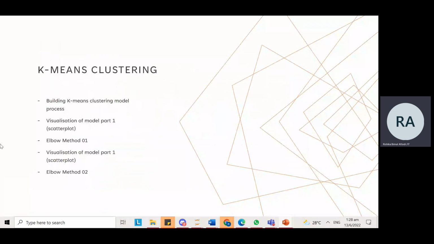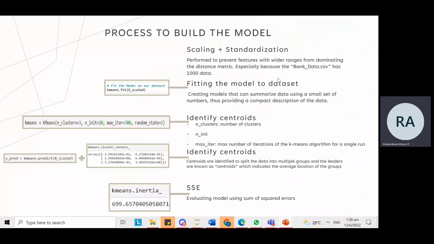Clustering. So, building the k-means clustering process. Okay, this is the process. Scaling and standardization is performed normally to prevent features with wider ranges from dominating the distance metric, especially because my CSV, as I mentioned earlier, has over 1,000 data. Fitting the model to the data set, creating models that can summarize data using a small set of numbers, helps to provide a very brief, small description of the data itself.